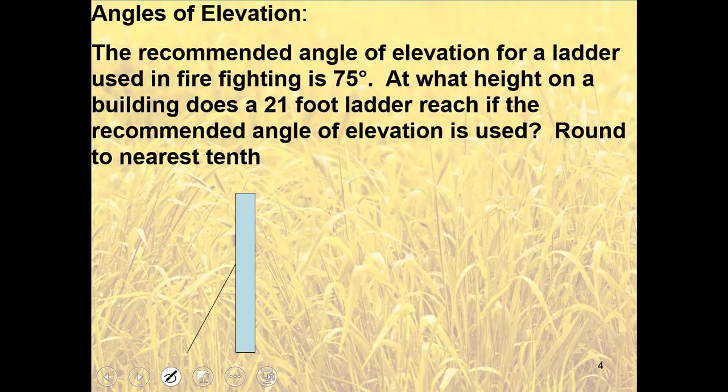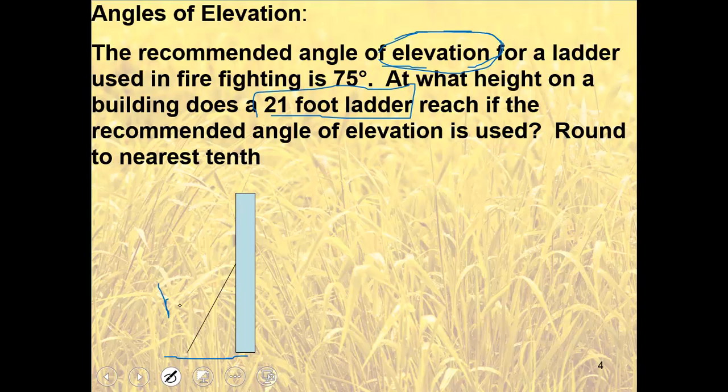The recommended angle of elevation. So that's a keyword, angle of elevation. We're going to be looking up. So we're looking from the ground to something above us is 75 degrees. At what height on a building does a 21-foot ladder reach? Okay, 21-foot ladder. So we're going to lay that up against the building.